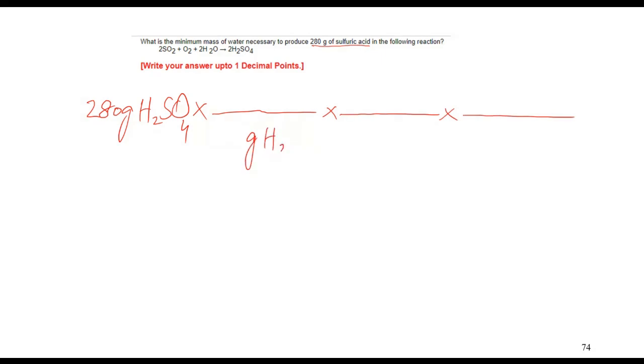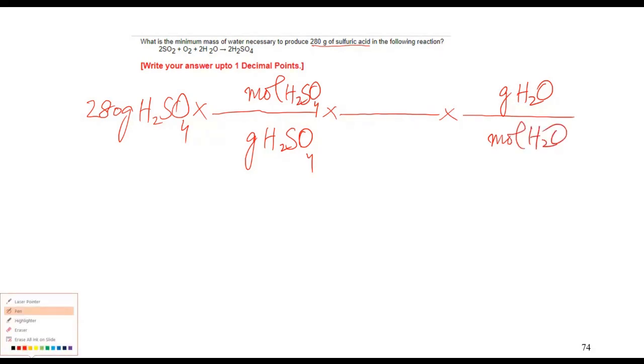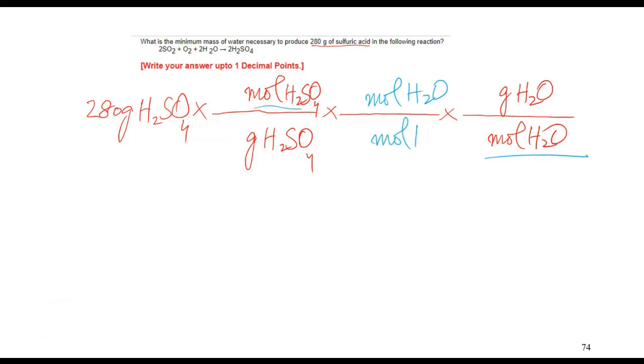Gram of H2SO4. What will you write here? Water, so gram of H2O. Now here mole of H2SO4. Change this to mole and change this to mole, mole of water. And what will you write here? Mole of H2O. Same thing here. Write it here, and here mole of H2SO4.